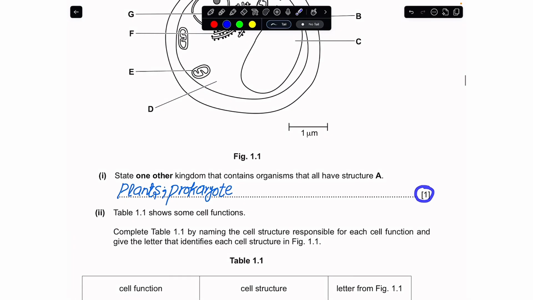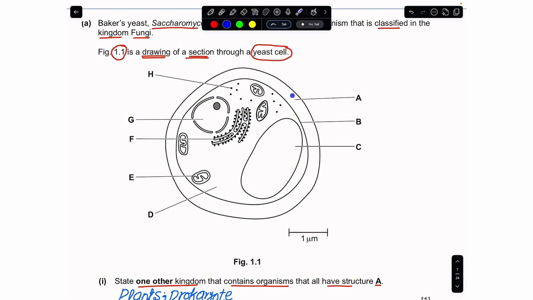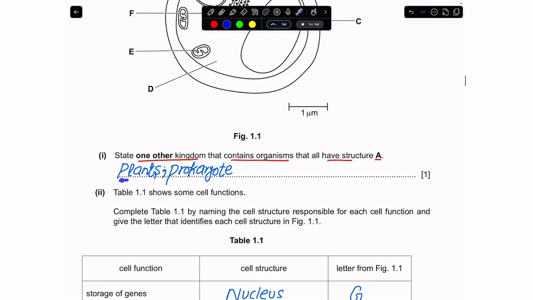Now, for 1 mark, they are asking you to state one other kingdom that contains organisms that all have the structure A. So, if we look at the structure A, we know this is there in the plants, and this cell wall is also there with the bacteria or the prokaryotes. So, either you can write plants here or you can write prokaryotes here.